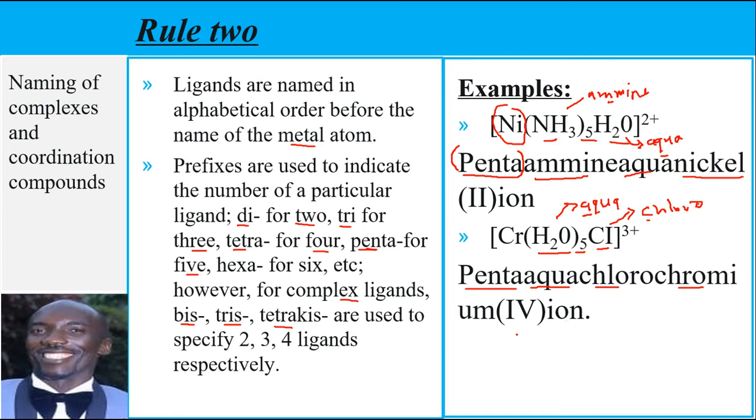So far we have looked at how we can name the cation. We have also looked at how we can arrange the ligands alphabetically, and how to indicate the number of ligands in a given complex.